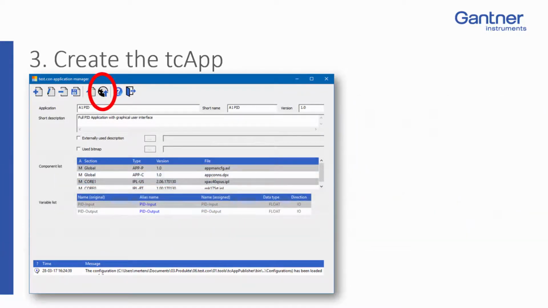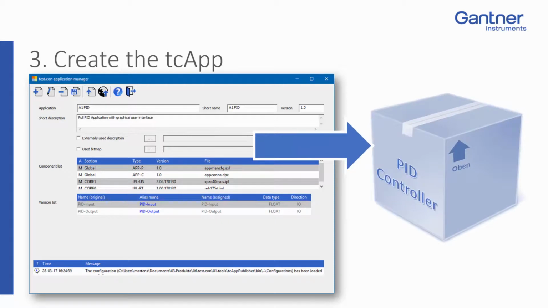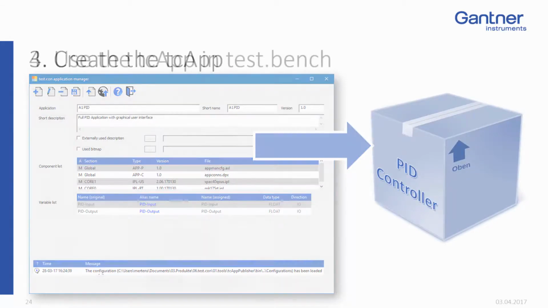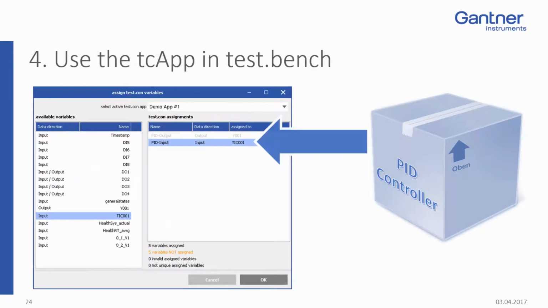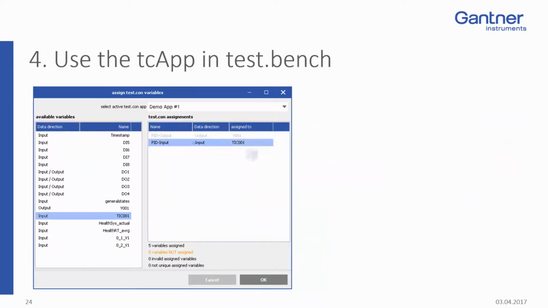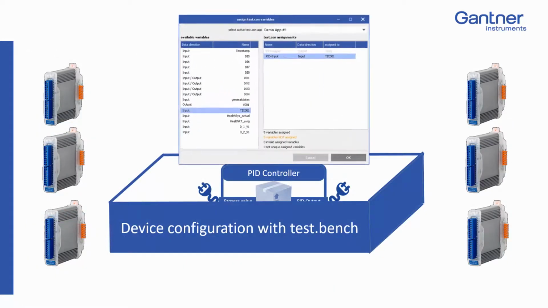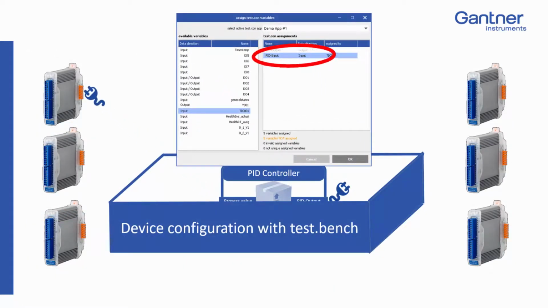By clicking on the publish icon, both program parts of our PID controller application are merged into the tcApp package. It can then be used in testbench. Now we are at that point again, where the open ports of the tcApp can be connected with the specific variables of the current device configuration. Again, the tcApp and the device configuration will be loaded into the controller and can be used immediately.